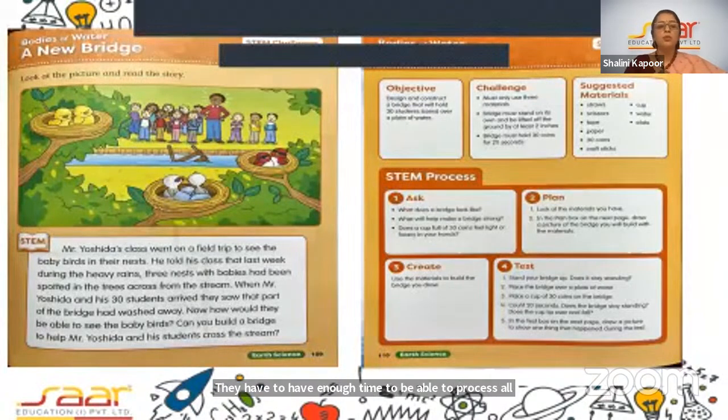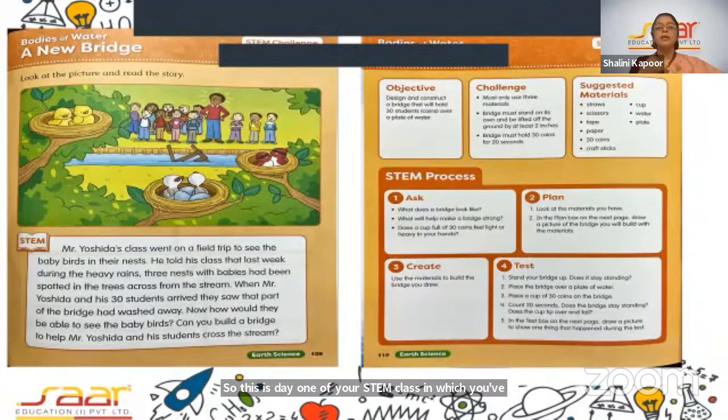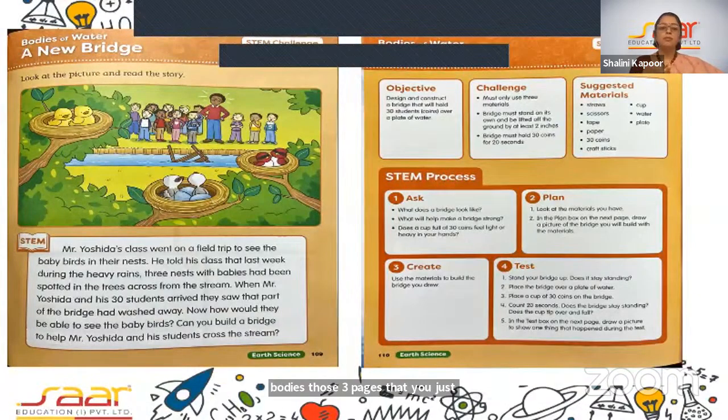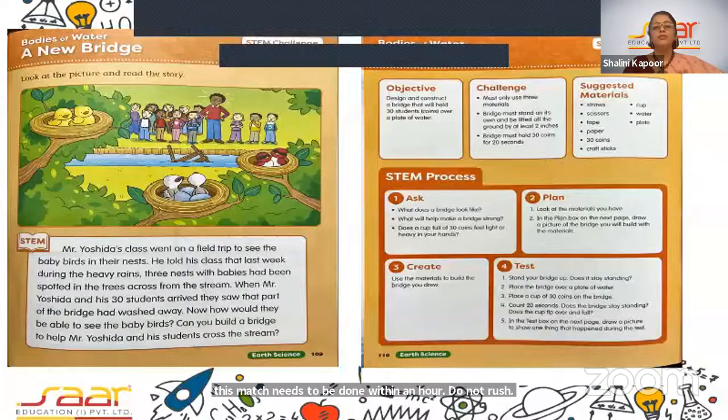So this is day 1 of your STEM class, in which you've discussed with them the concept of water bodies. You've shared with them the activities related to water bodies, those 3 pages that you just helped the children to complete. And the third step is that you've read them the story and you're discussing the objective and the challenge. So this much needs to be done within an hour. Do not rush. Give the child enough time to process information and discuss and share their doubts.